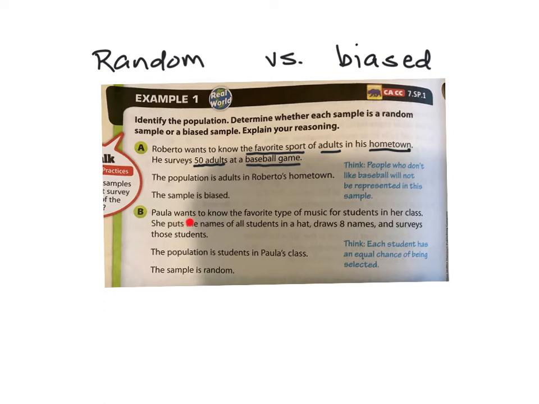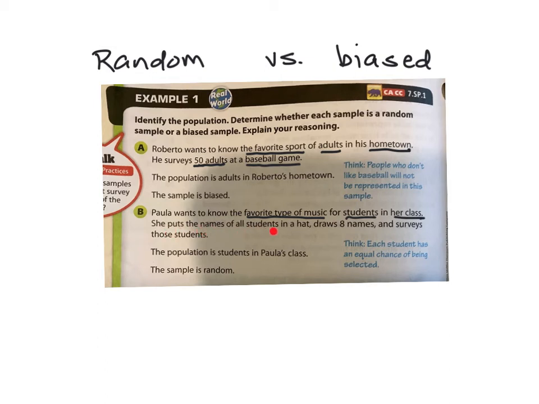Let's look at Paula. She wants to know the favorite type of music for students in her class. So she needs to be asking a sample population out of her class. They need to be students, not the teacher. And she needs to ask about the music, not ask those people who have hard rock t-shirts on or something like that. So let's see how she does.